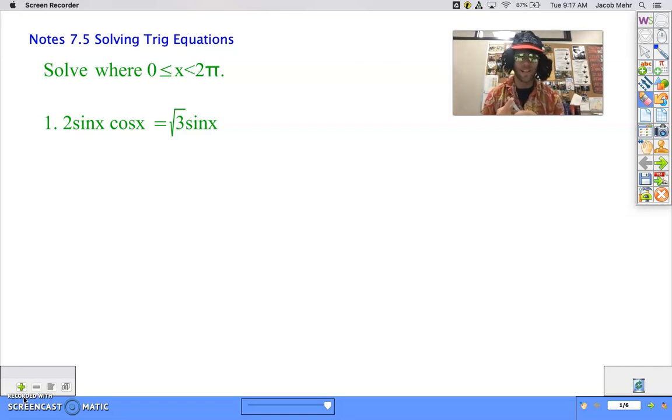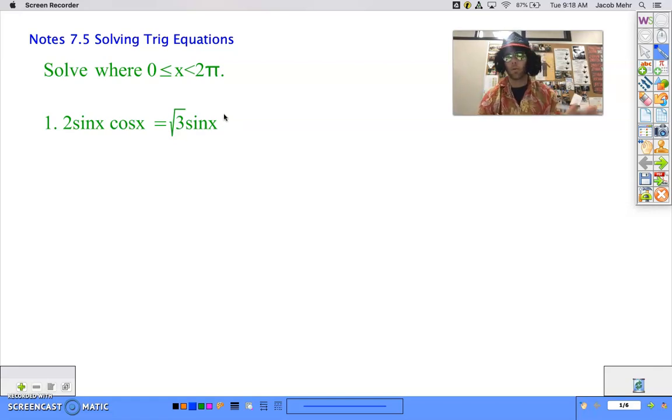However, our identities will be helpful. Also understanding how our inverse trig functions, arc sine, arc cosine, and so on, how those will be helpful. So let's take a look at this first one. Okay, and we want to find where does 2 times the sine of x times the cosine of x equal the square root of 3 times the sine of x. So we'll talk about how we're going to solve this, and we'll remind ourselves how we can check an answer. What does it mean that we're actually solving the equation?